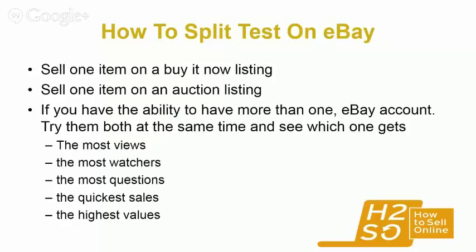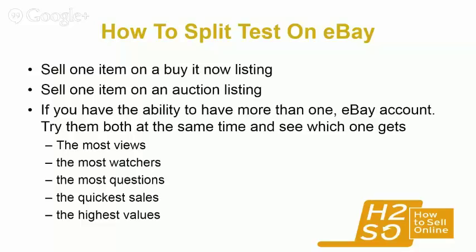And then of course you can look at your buy it now price and decide where it needs to be. So do some split testing, separate, or if you've got 2 accounts, or you can create 2 accounts, do it on 2 accounts and see how they sell. And that way you will know whether you need to go buy it now or auction.